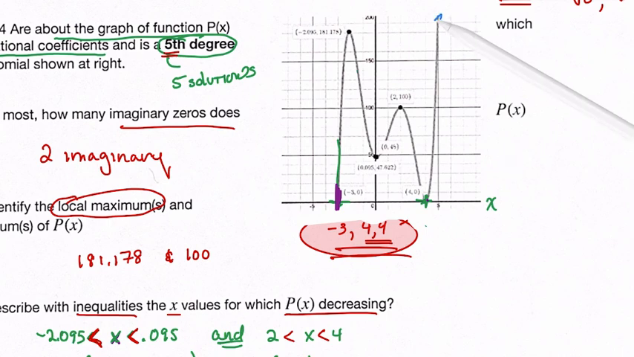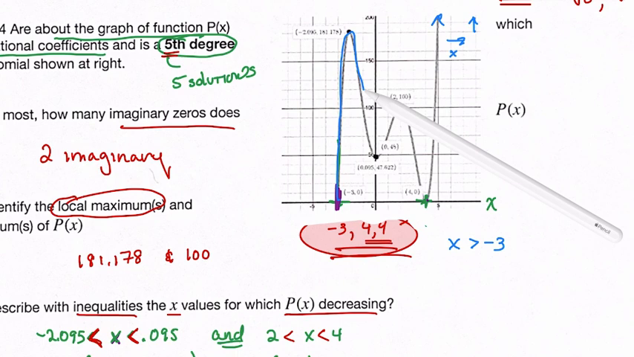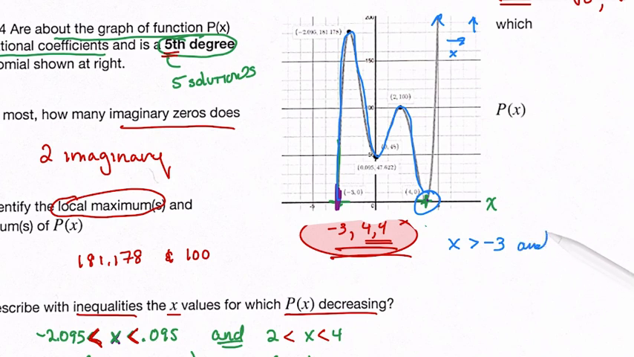Its end behavior. As x goes this way, it continually goes up. And since it's positive, it will stay positive. So let's see if we could write how this would be. So the x's have to be greater than negative 3. And as long as they're greater than negative 3, my y values will always be positive numbers, except for right here at 4. So x is greater than negative 3, and x does not equal 4 is one way we could write that. Okay.